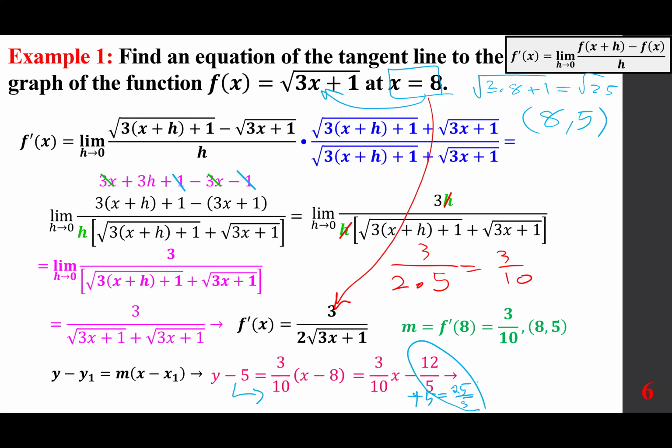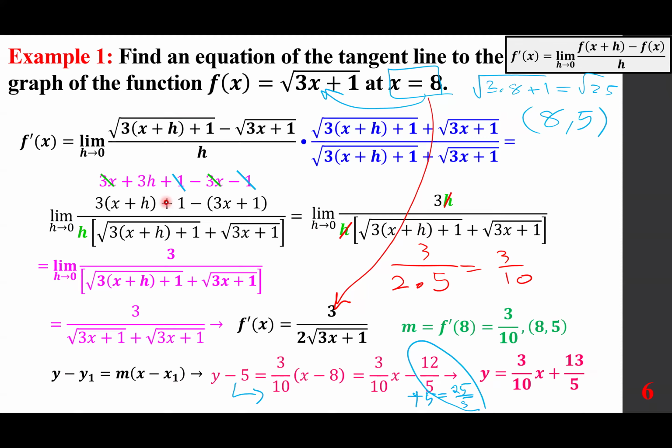We change it to 25 over 5. With negative 12 over 5, we can add them up, and the final answer becomes y equals 3/10 of x plus 13 over 5. And if you plug in the pair, it does work, meaning this process is done right. It doesn't say anything about the differentiation.